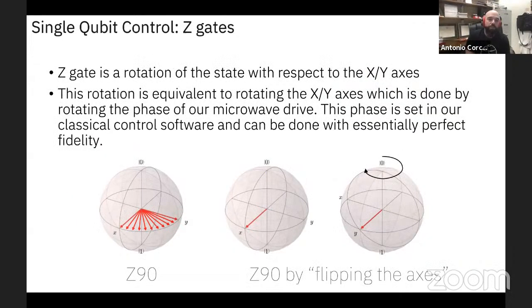The Z is a particularly interesting case, because all we are doing when we do a Z rotation is changing the labels of X and Y. So we can just change the phase of subsequent pulses, and that implements a Z gate in 0 time. It can be Z90 or it can be Z of any angle. A Z90 will simply switch X and Y, so Y will become minus X and X will become Y.